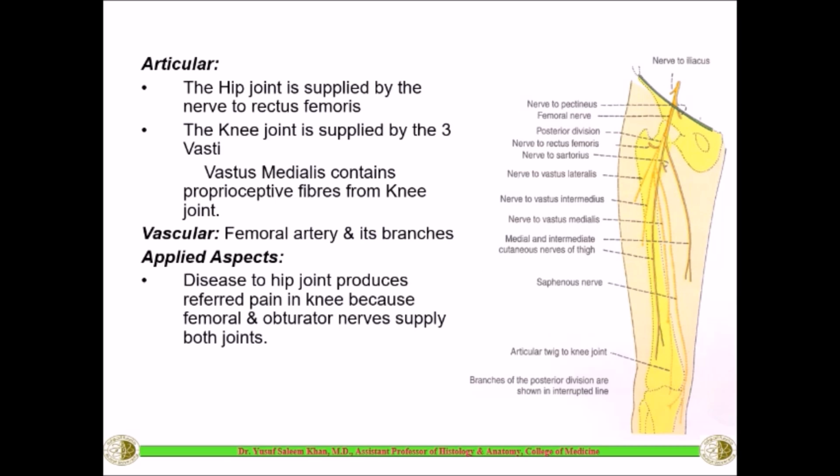Okay, so this is called referred pain. Even though the problem is in the hip joint, the pain is referred to the knee, so it senses as though it is coming from the knee joint. This is because the same nerve, that is the femoral nerve, supplies both the joints, along with the obturator nerve, which is the nerve of the medial compartment, we'll study later. So that is also supplying both the hip joint and the knee joint. So these two nerves, femoral nerve and obturator nerve, will have this referred pain, because both these nerves supply both the joints, hip joint as well as the knee joint.